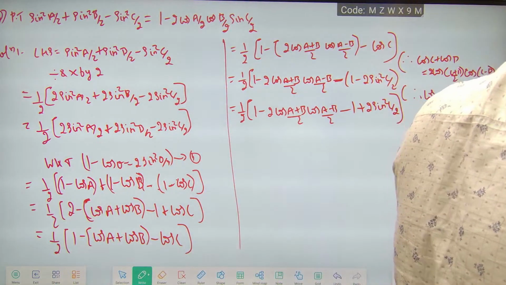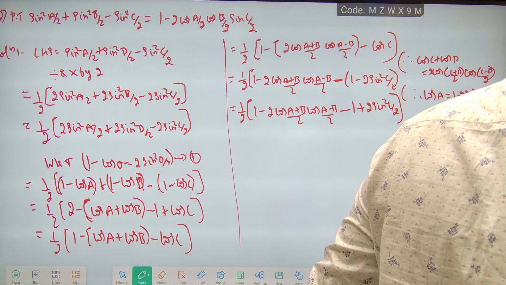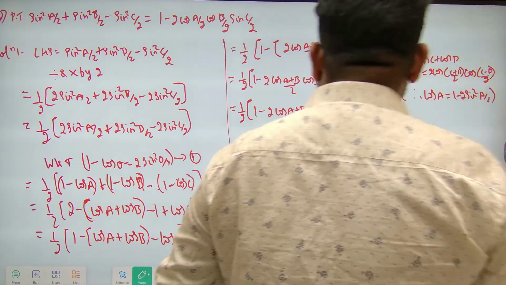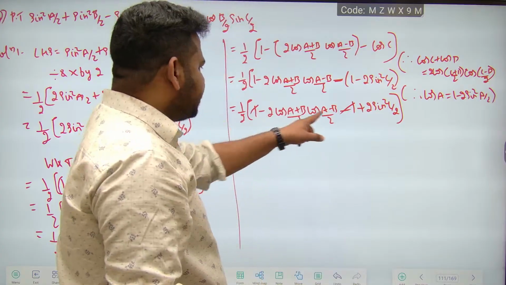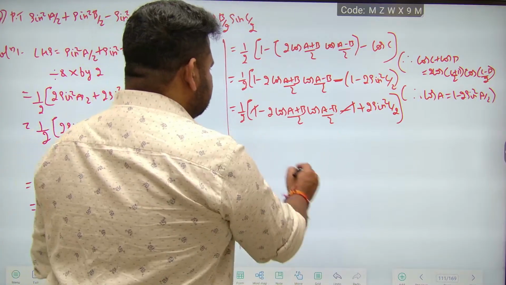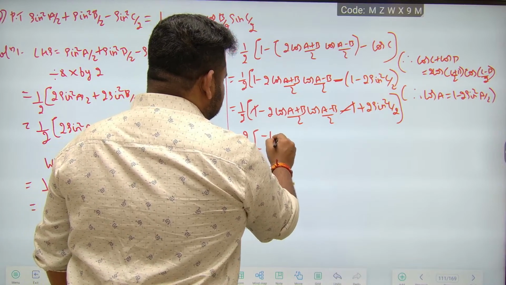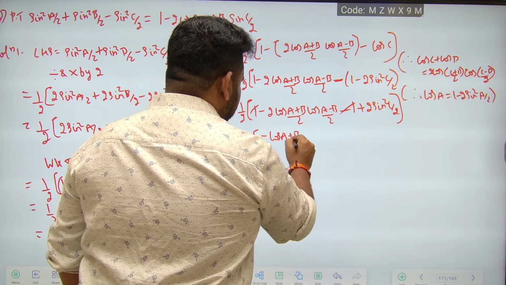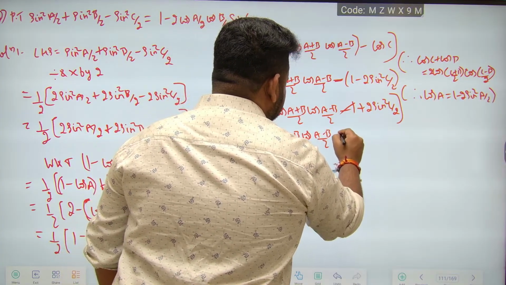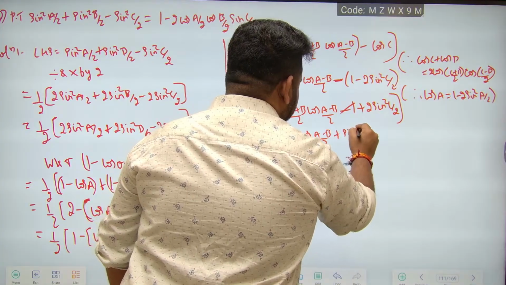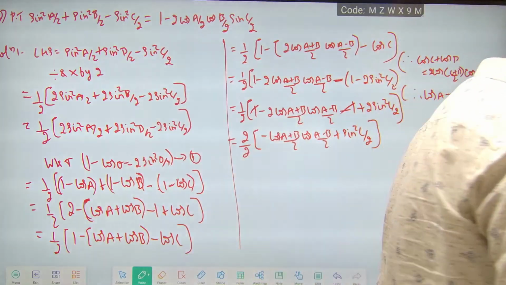Now what I am having is 2 sin square c by 2, correct? Plus 1 minus 1 I can cancel here. What I can take? I can take 2 common. This will become 2 by 2 into minus cos (a plus b)/2 into cos (a minus b)/2, plus sin square c by 2. This is what I'm having, friends.